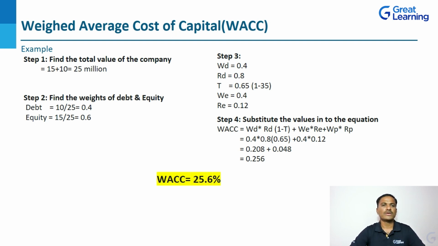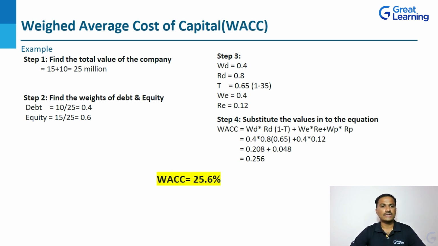So step 1, first we need to understand what is the total value of the company. So what are the sources that company has chosen to borrow funds? For example, in this case, debt and equity are the only sources company has chosen. So debt and equity together, it is 25 million. Now, once we know the total value of the company, we have to calculate the weights of debt and equity in the entire capital structure.